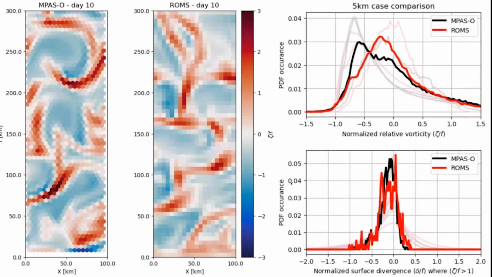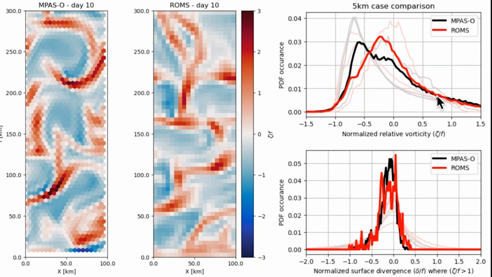This is the same plots, but for 5 kilometer resolution for MPAS-O. Now you can see the hexagons and squares, and you can see that they have similar-ish features. MPAS-O tends to have more circular eddies than ROMS does, and maybe slightly higher relative vorticity in the fronts.